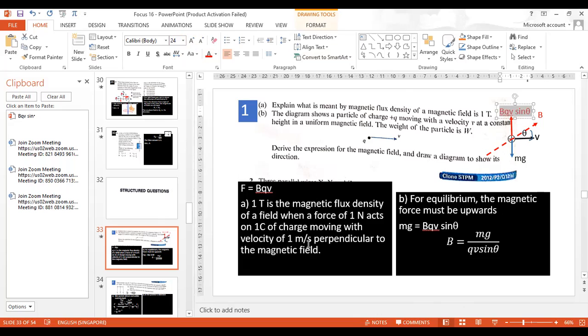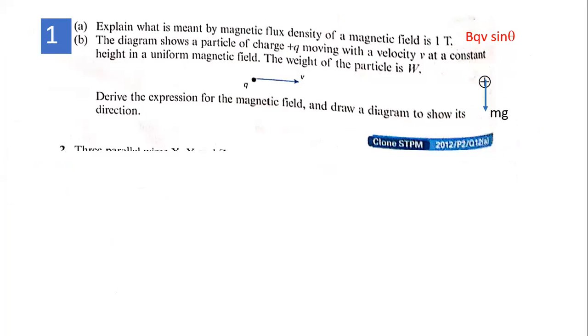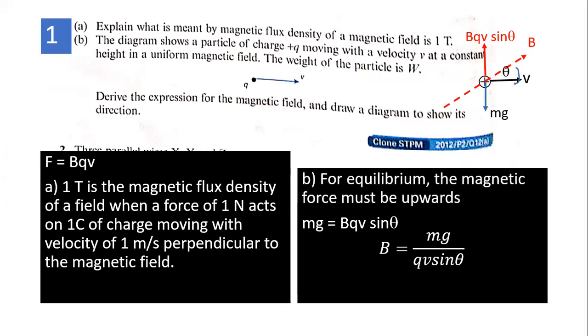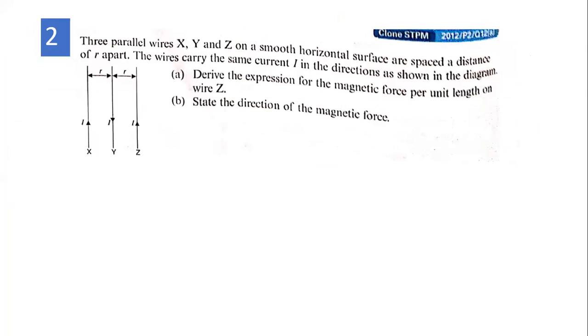Okay. Let us try one long question. Okay, let's try this one. Number 2. Three parallel wires X, Y, and Z on a smooth horizontal surface are spaced a distance r apart.